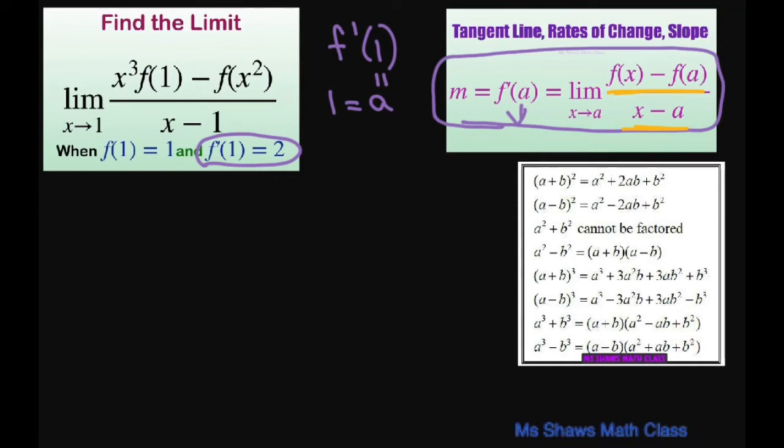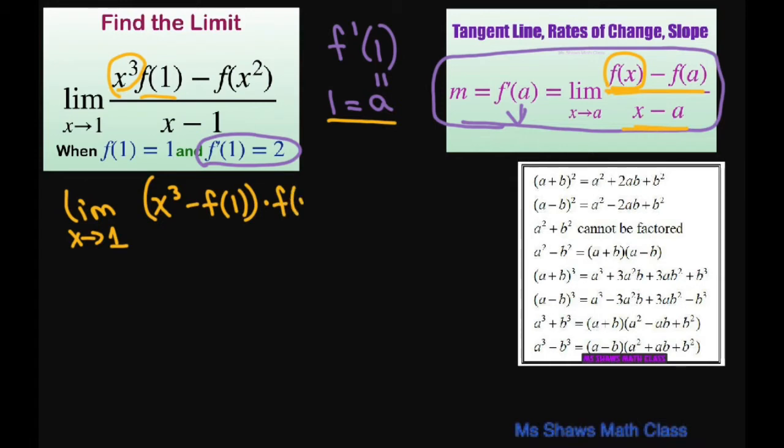We're going to do the limit as x approaches 1. That's your a. Now, we don't have an f of x. We have this x cubed. So basically, instead of f of x, you're just going to write x cubed minus f of a, which for us is f of 1. And then we have this f of 1 here, so you're just going to multiply all that by f of 1. Remember, f of 1 is just 1. So if you wanted to, you could just call it 1 at this point.